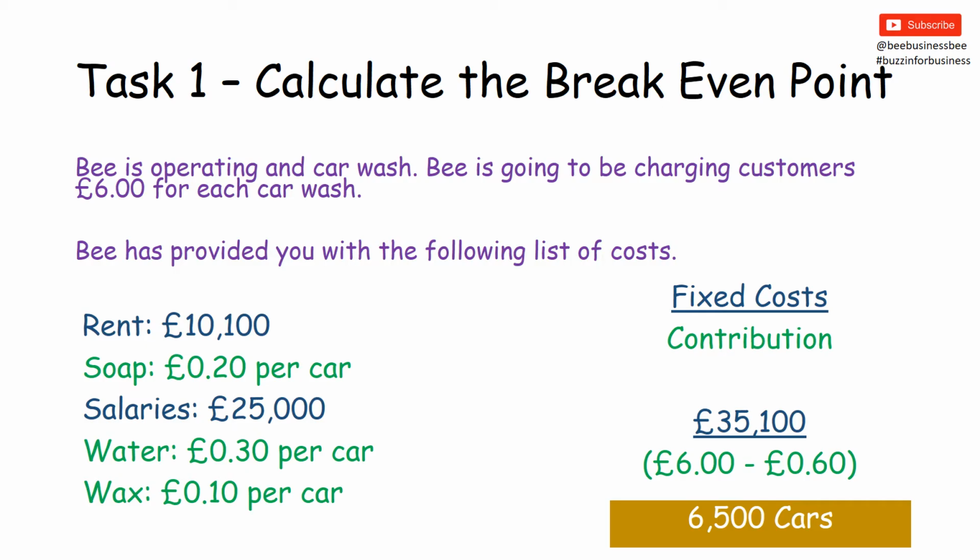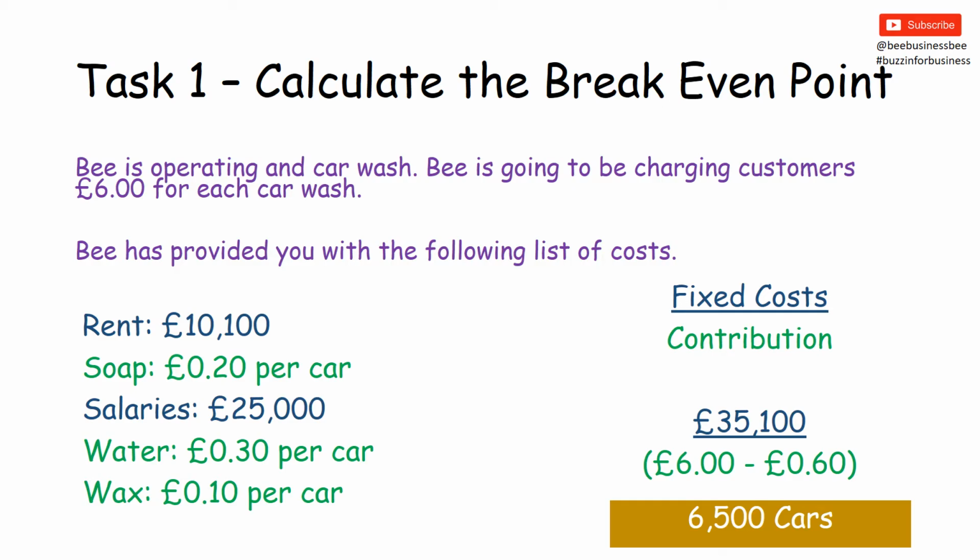So let's take a look at the answers. So, firstly, you need to use the formula fixed costs over contribution. Now remember, the contribution is the selling price per unit minus the variable cost per unit. So firstly, let's get our fixed costs. We need to add our rent and our salaries together because they're both fixed, and that gives us £35,100.